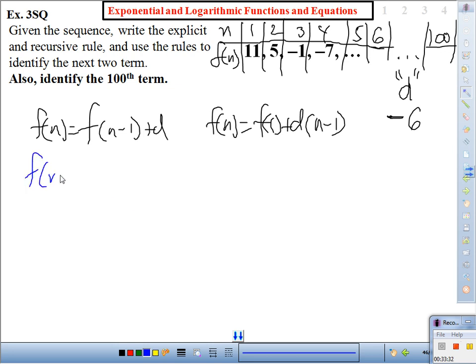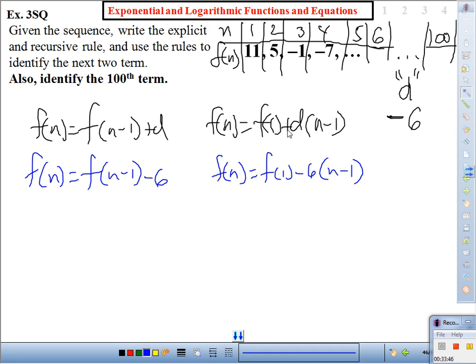And now I just substitute the negative 6. F of n equals f of n minus 1. Substitute negative 6 for the d, so it's minus 6. And for this one, f of n equals f of 1 minus 6 times n minus 1. So there you go. I have both forms, recursive and explicit.